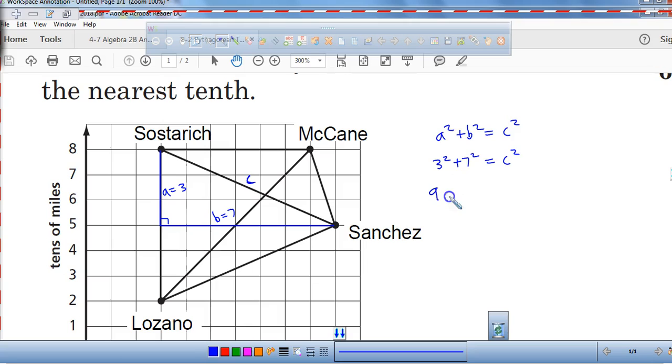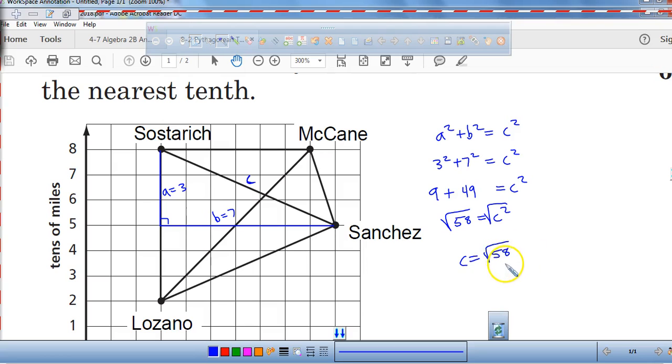So we get 9 plus 49 equals c squared. Add those together, you get 58. And then the last step is you take the square root of both sides. So c is equal to the square root of 58.